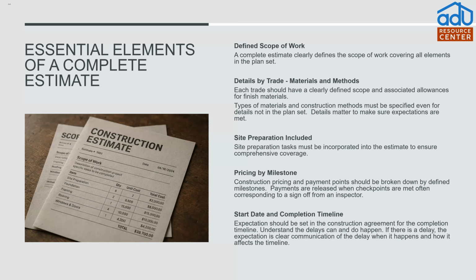It should tell you exactly what kind of drywall, what kind of stucco you have on the exterior, what type of roofing they're going to have, what type of flooring materials are going to be used, whether it's going to be a laminate or a luxury vinyl, or if you want to have tile floors throughout. This needs to be detailed in that scope of work.